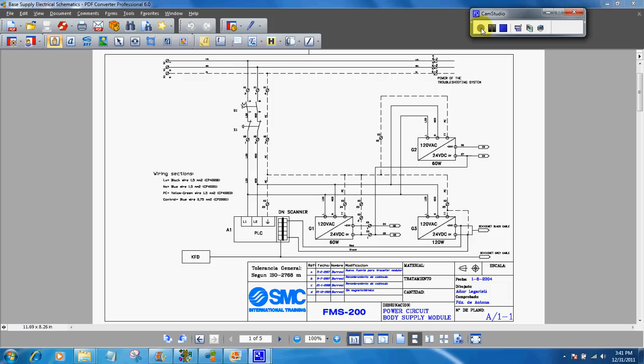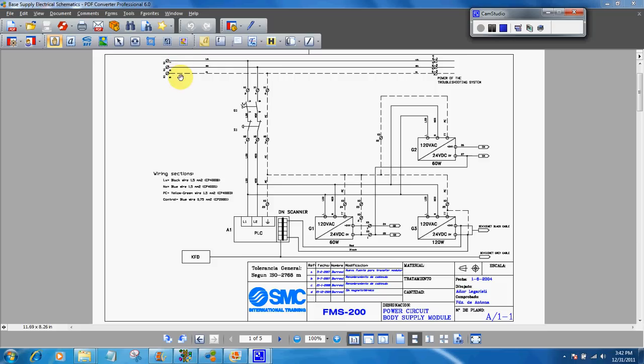Hi, today I'd like to take you through the basics of being able to read this electrical schematic that was provided by the SMC for the FMS200 system. It's an actual electrical schematic of the power circuit for the body supply module. At first look, it may look a little bit daunting, but after a little bit of explanation, you'll see that it's not too hard to read.